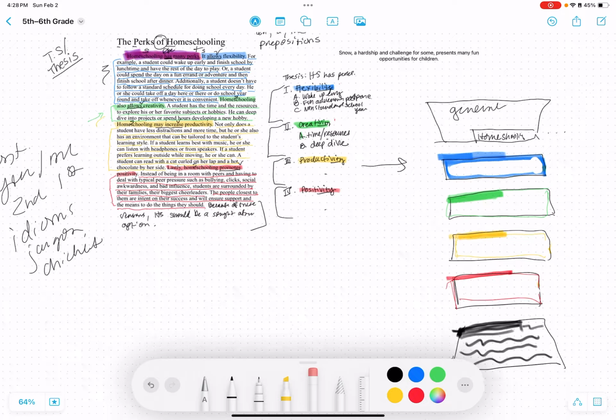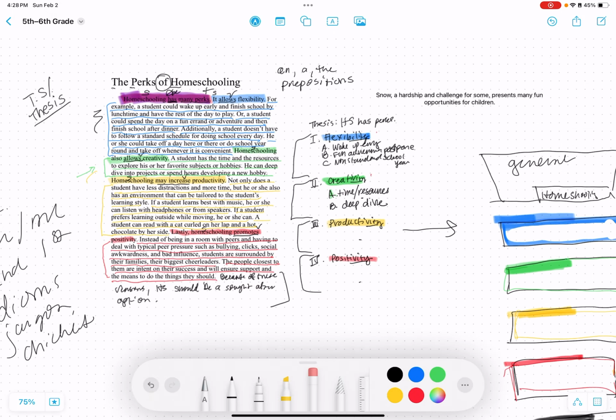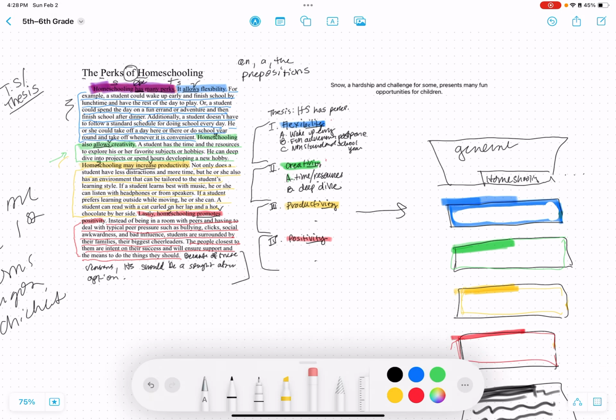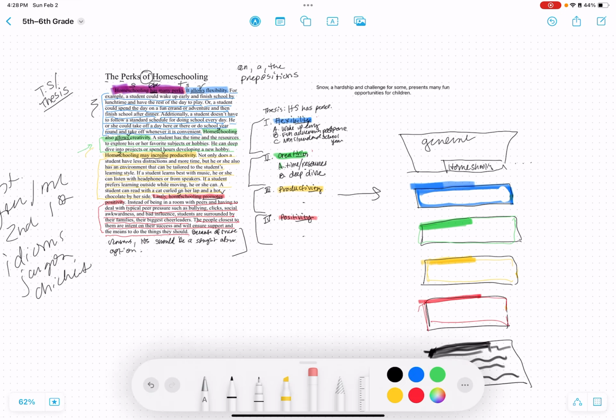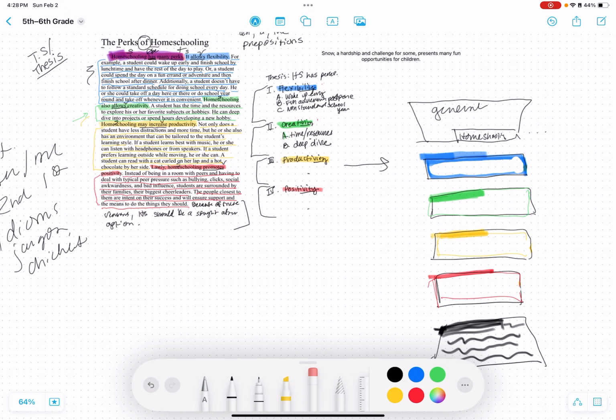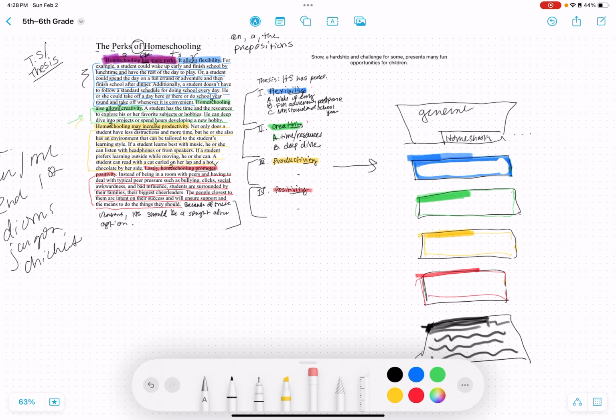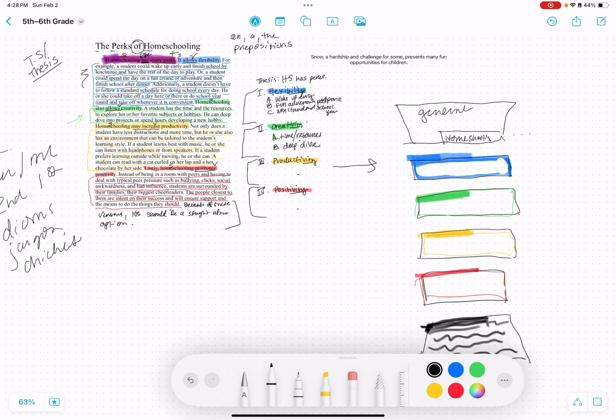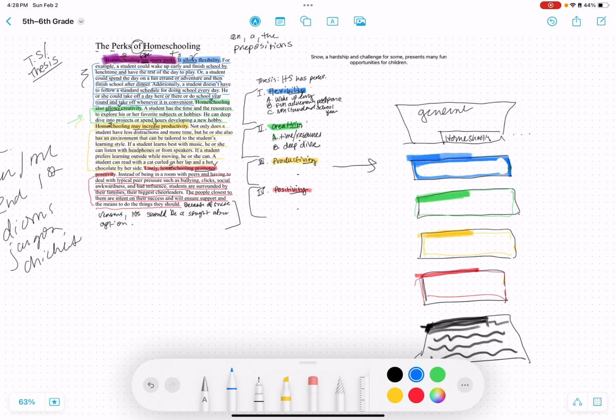I want you to use my example essay here. You can pause the video and type it out or handwrite it out. This would not be plagiarism because I'm asking you to do it. But what I want you to do is transfer this paragraph to a 5-paragraph essay.